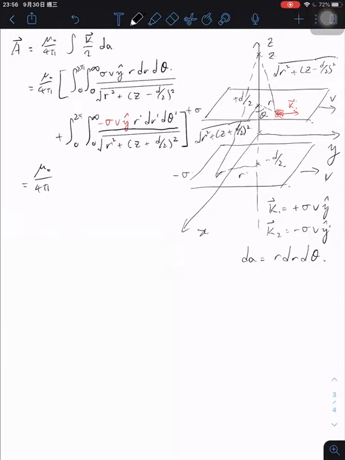Since these two integrations do not depend on theta and theta prime, you can directly integrate them from 0 to 2 pi. So we can factor out the 2 pi and also the constants sigma and V. Then for the remaining part, we have, again, this integration.